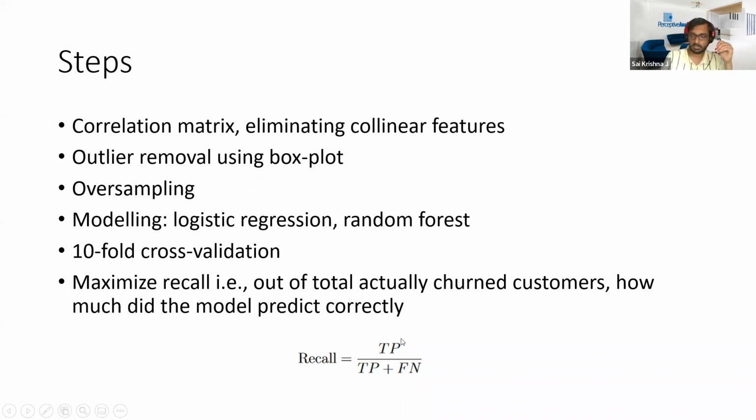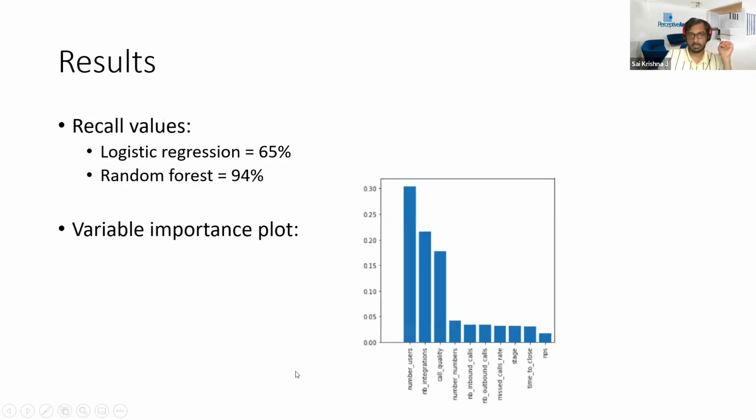All of the iterations that they did, the tenfold cross-validation, the logistic regression, the random forest, and the hyperparameter tuning, were done with the objective of maximizing the recall value. Based on the two models that they used, these were the results. The logistic regression model gave a recall of 65%. The random forest model gave a recall of 94%. That is, out of the 3% of customers who churned, the model was able to predict 94% correctly.